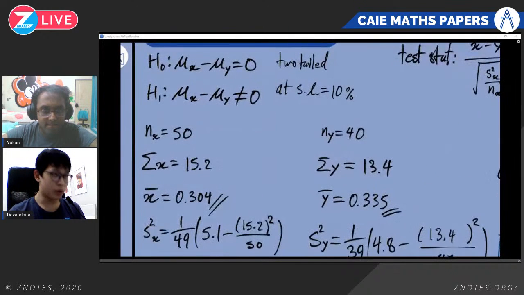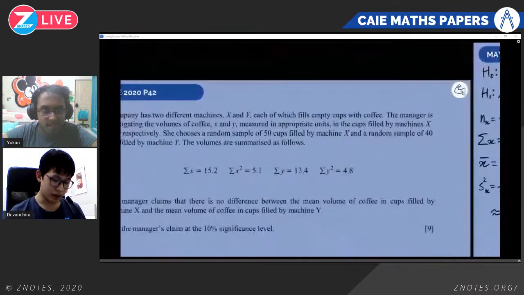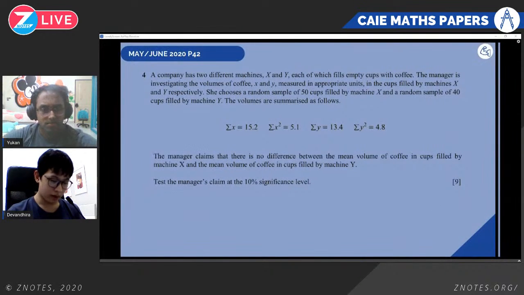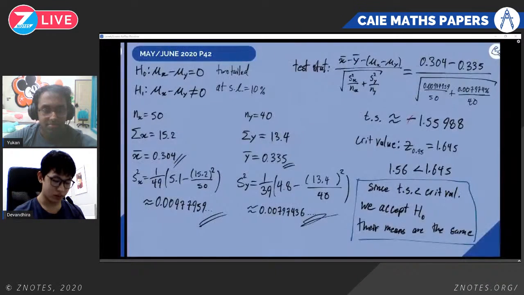Now we're given so much information, and in these kinds of questions, you see that we have 50 and 40 samples. That means we have to use the normal distribution, correct? Now, if you want to use the normal distribution, you need to know the mean and also the standard deviation or variance, correct? That's what we need to know. So let's find that with the information we're given.